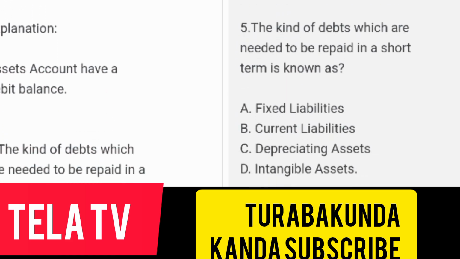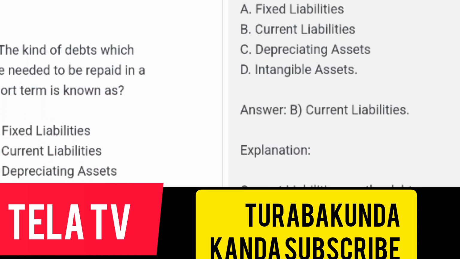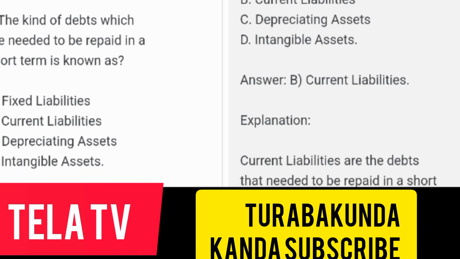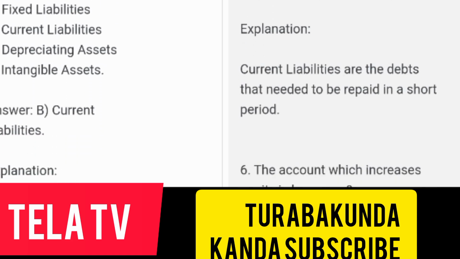5. The kind of debts which are needed to be repaid in a short term is known as A. Fixed liabilities. B. Current liabilities. C. Depreciating assets. D. Intangible assets. Answer. B. Current liabilities. Explanation. Current liabilities are the debts that need to be repaid in a short period.